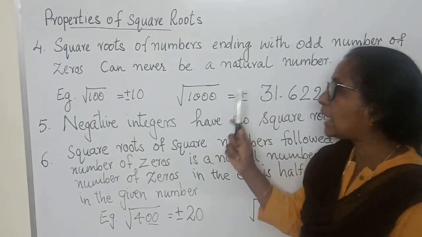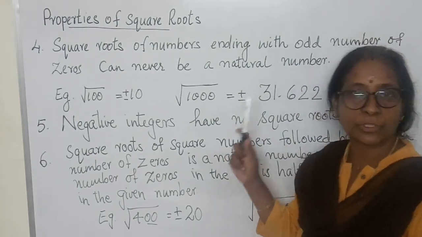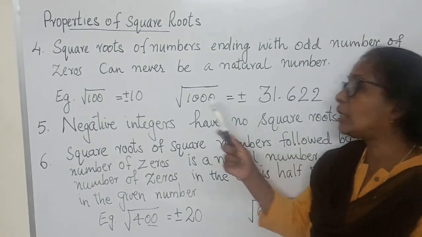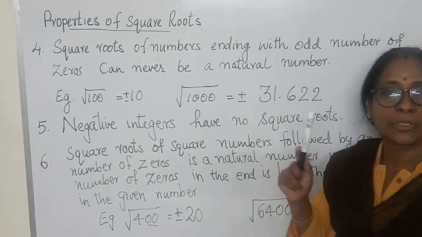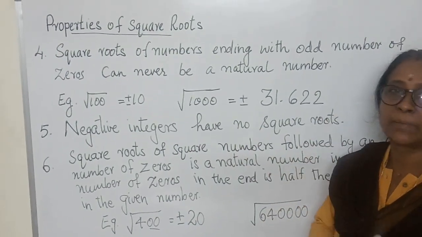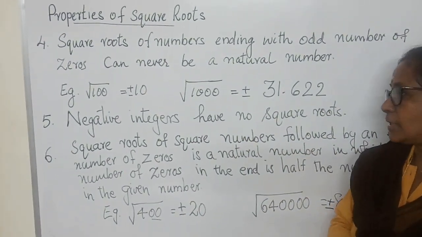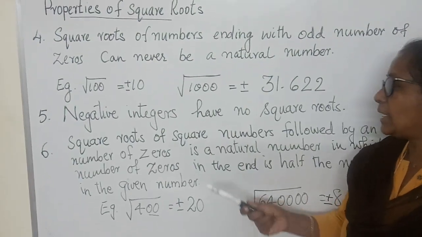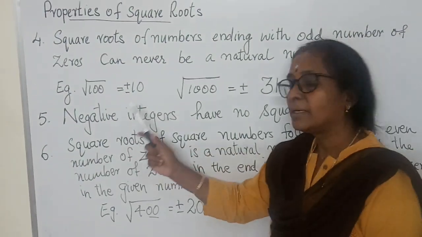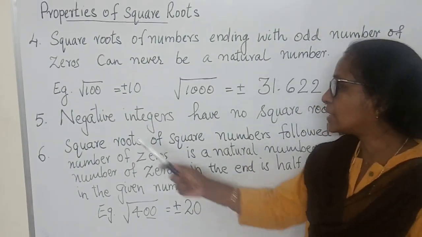So what is the property? Odd number of zeros. If a number has an odd number of zeros, you will not get a natural number as its square root. The next property is again a reverse of squares.